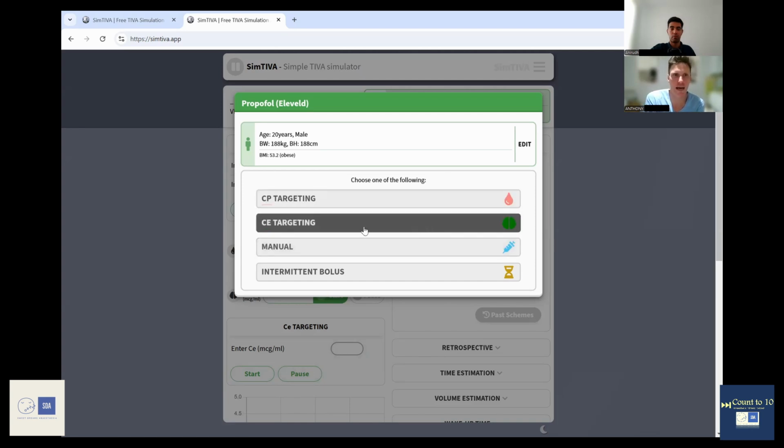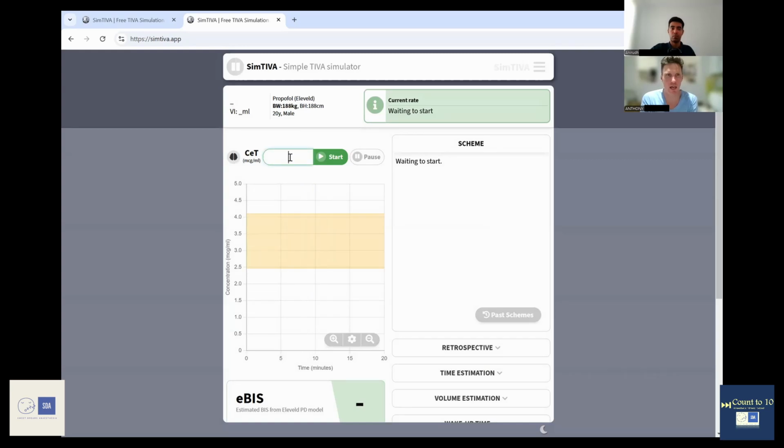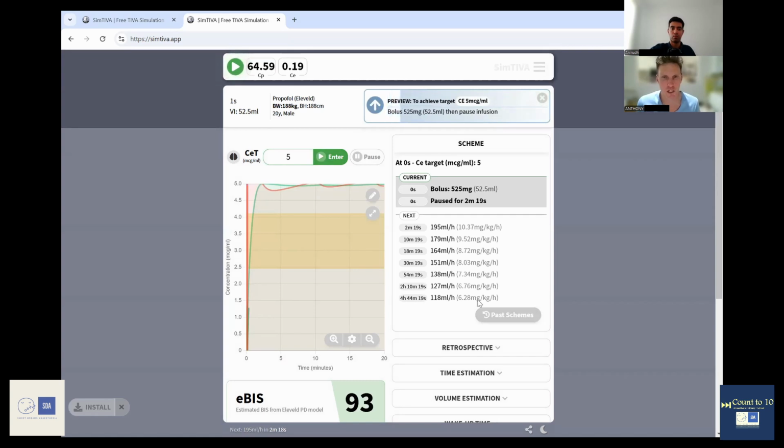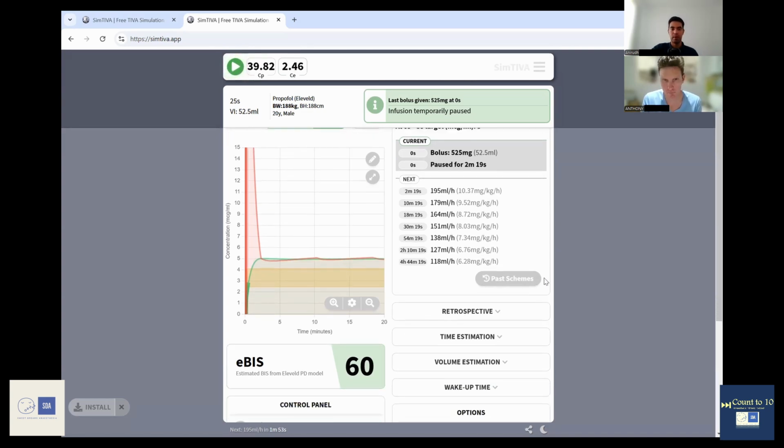So let's say you've got a 20-year-old male, obese, 53 BMI. Let's go effect site targeting, because you know that Eleveld is meant to be more accurate in obese people. And let's just put in 5, because that's what you put for Marsh, that's what you put for Schneider, and hit start. And what do you see in the Eleveld model when you're targeting an effect site of 5? You see a scary bolus in a patient. If you put this in on the Simtiva app, the bolus that this patient gets is 525 milligrams as an initial bolus. And the mils per hour are also much higher than what you need.